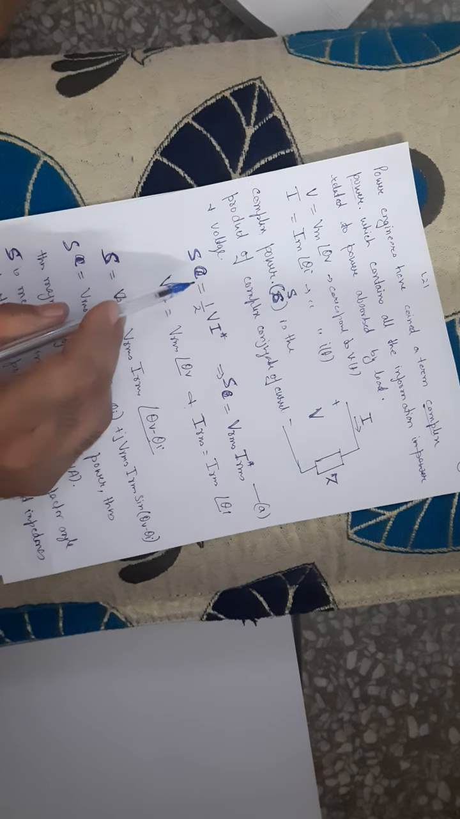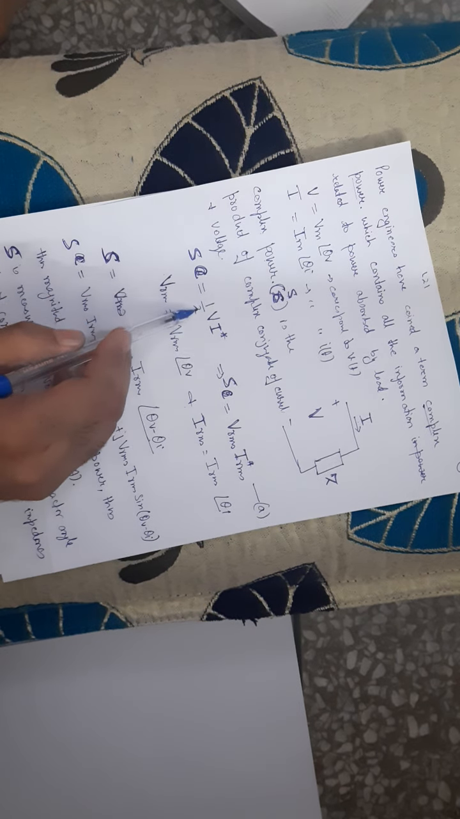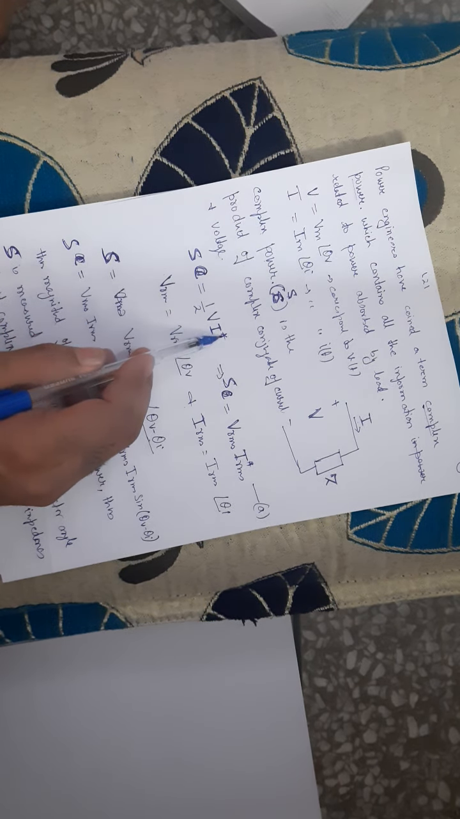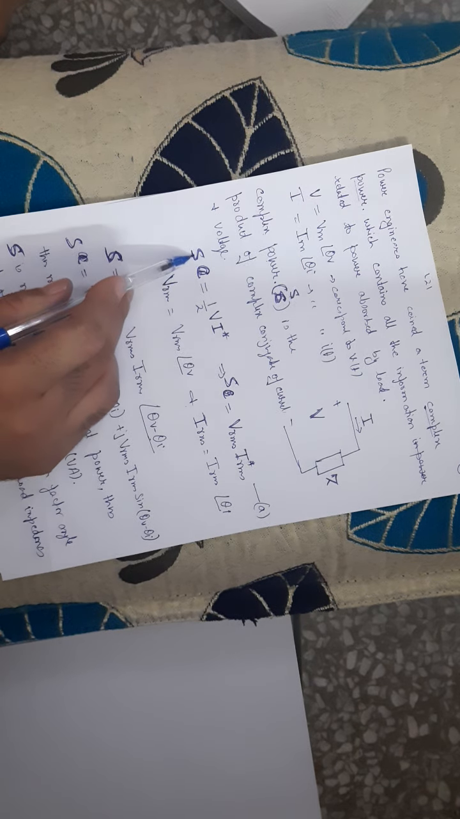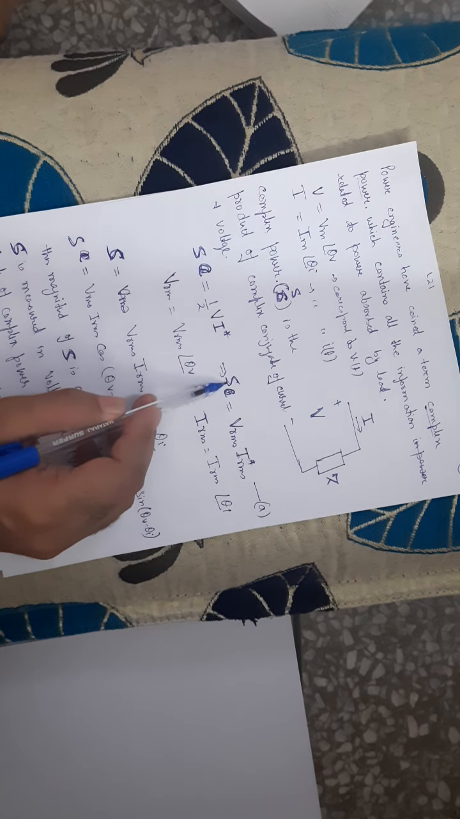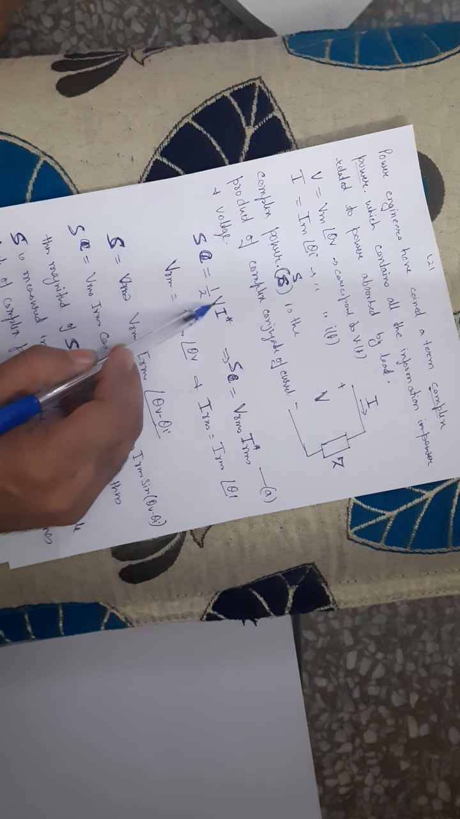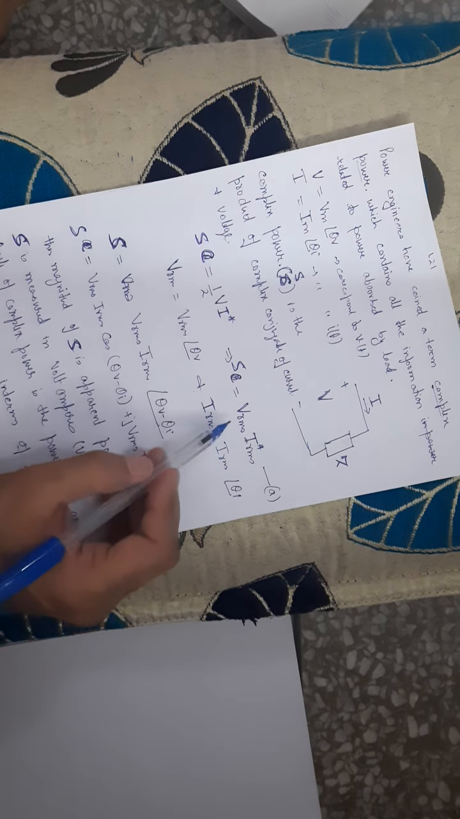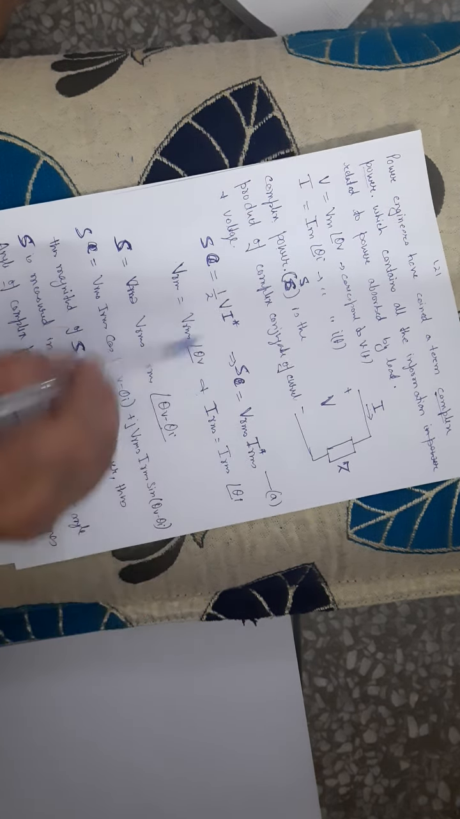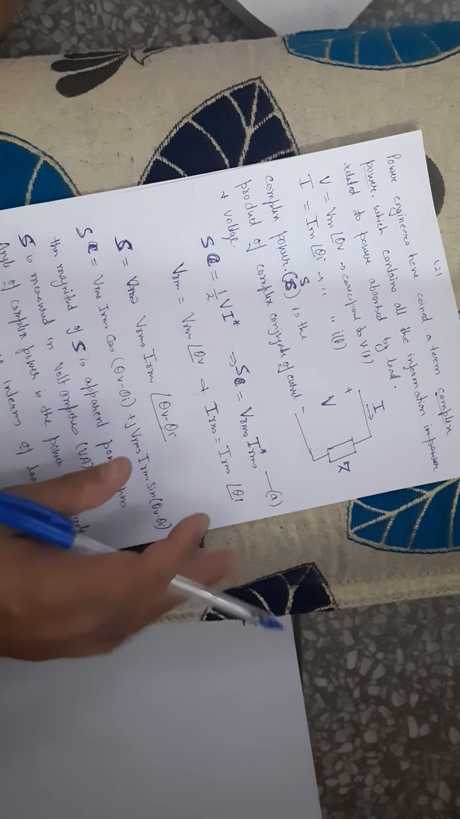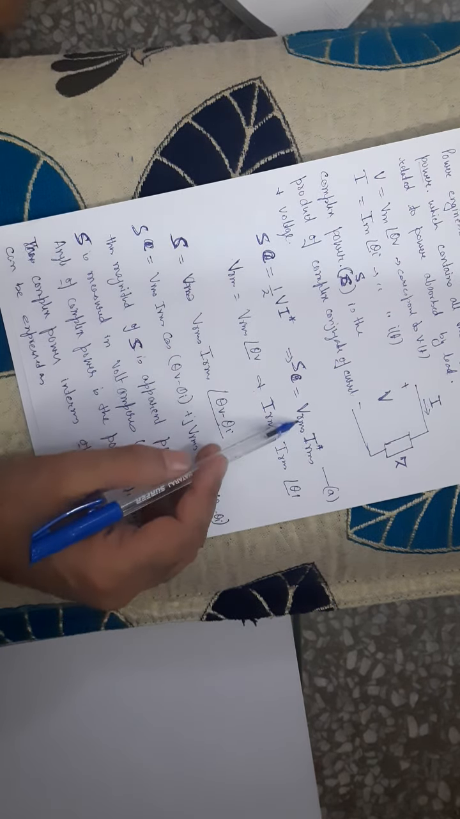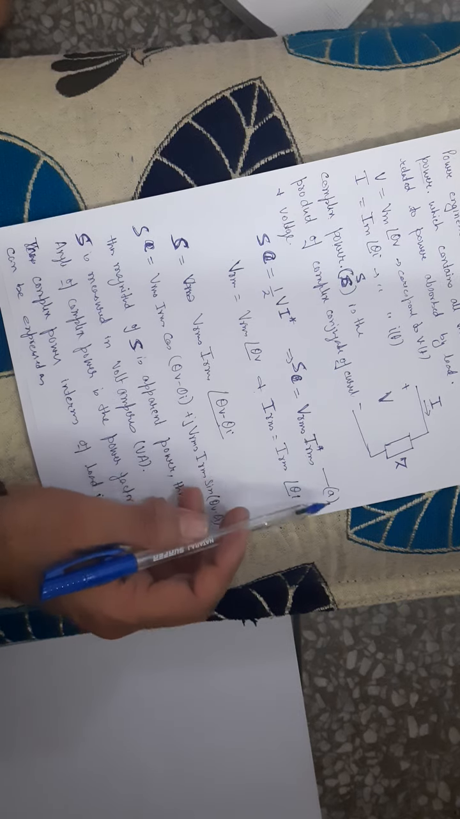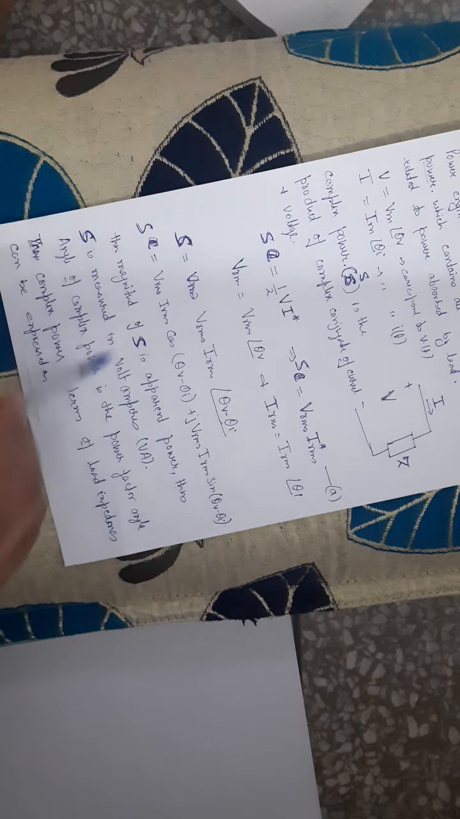So S, with the bold sign, is equal to 1 by 2 V into I conjugate. If I solve this, it will be Vm by root 2, Im by root 2. So I will get Vrms into Irms. This we studied. Okay, so I am getting Vrms into Irms conjugate. I am representing it as equation number A.